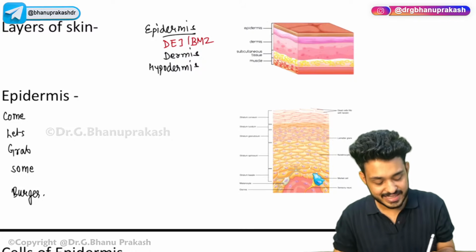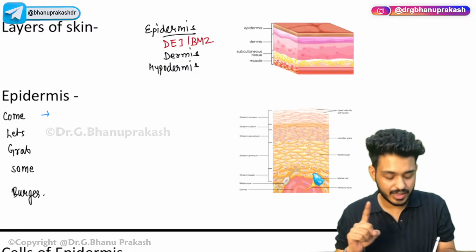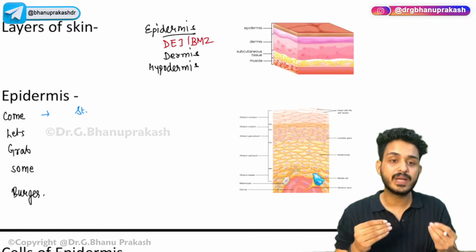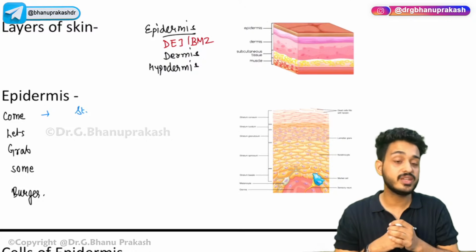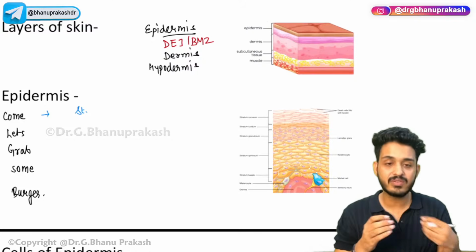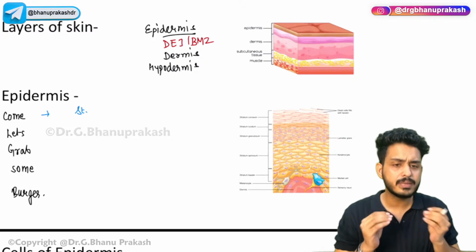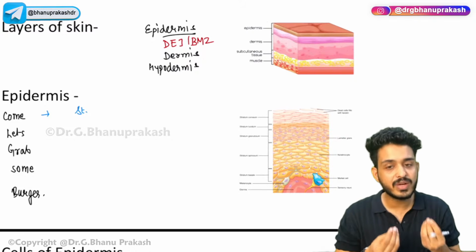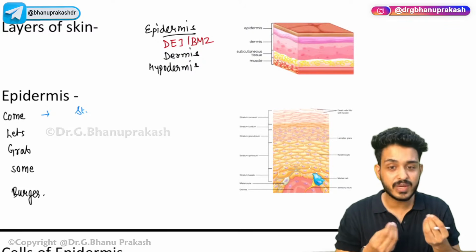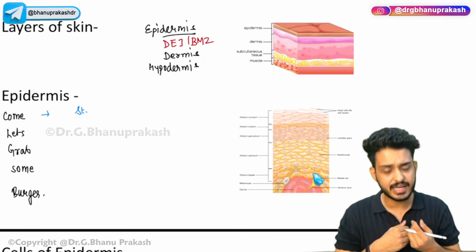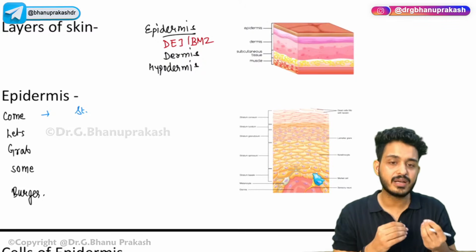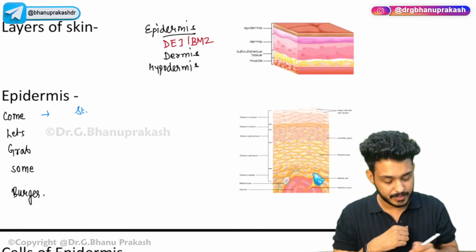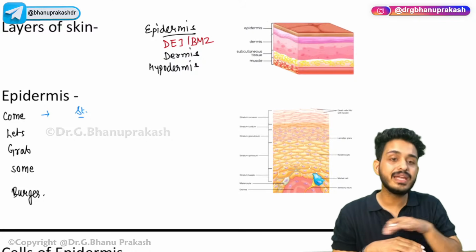So what are these layers? First of all, try to understand the meaning. If you know the terminology in dermatology, your life will be easy, guys. For example, we will discuss herpes. The simple meaning of herpes is grouped vesicle. So whenever you see grouped vesicles, I will tell you what a vesicle is. These are simple terms. If you understand the term, your life will be easy. So the meaning of stratum is a layer.